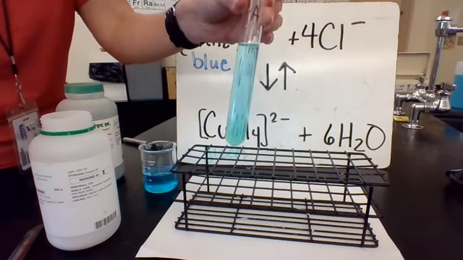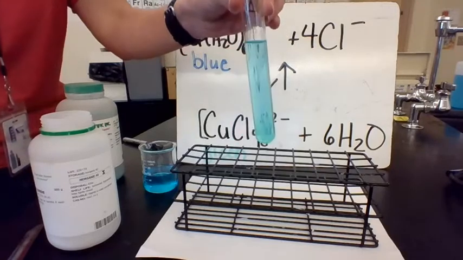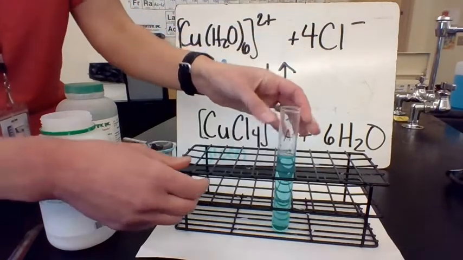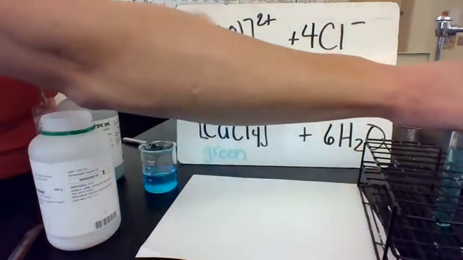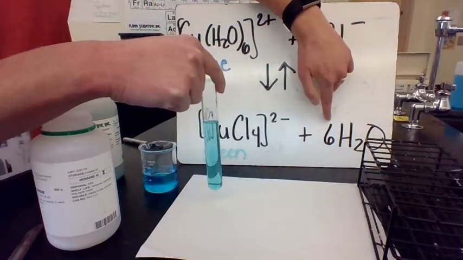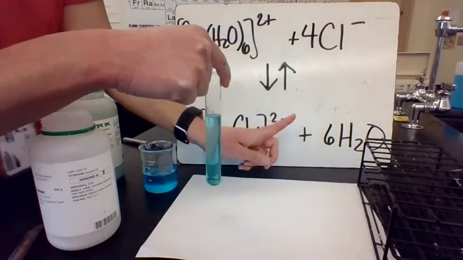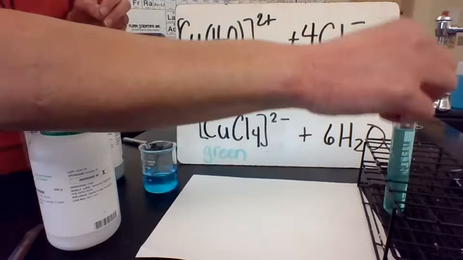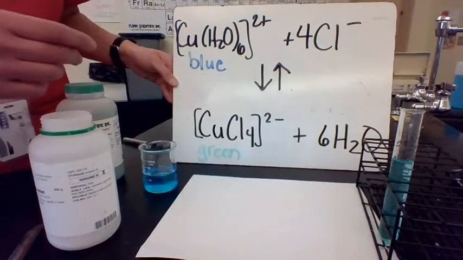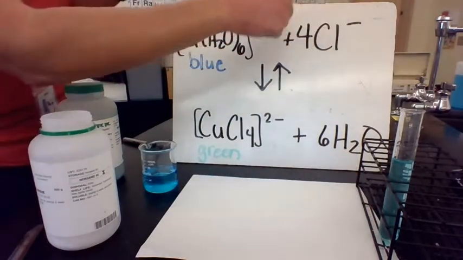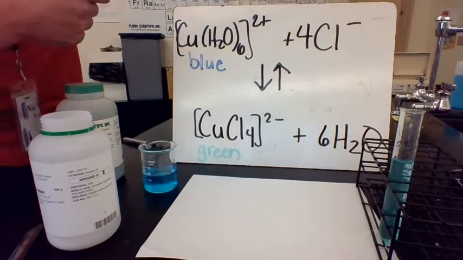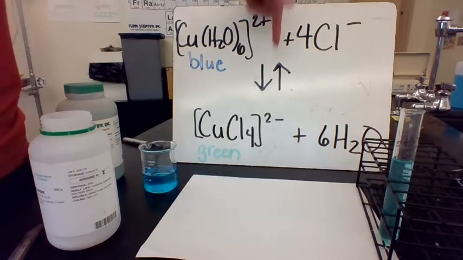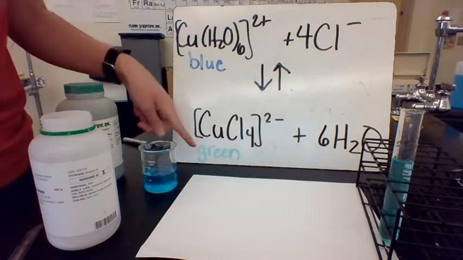Okay, it's kind of a pale blue because it's diluted, but it's not green anymore. Now it's blue again. So what happened is as we added water to our equilibrium system, we made the reaction proceed this way. When we increase the concentration of reactants, so we added chloride ions, we made the reaction proceed this direction and make products. And that's why it turned green.